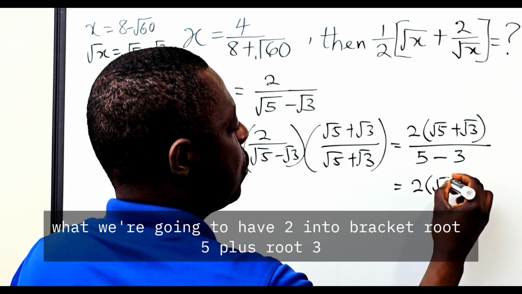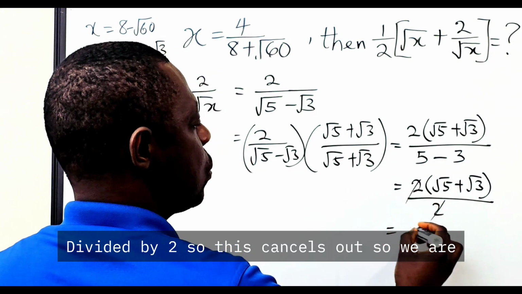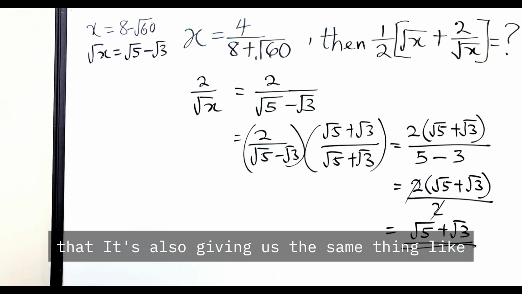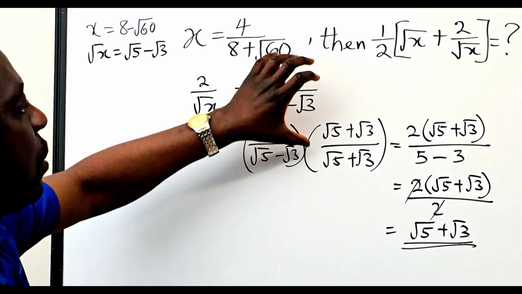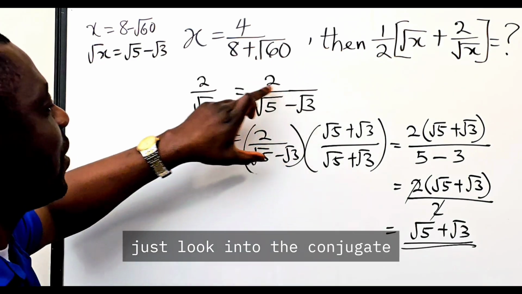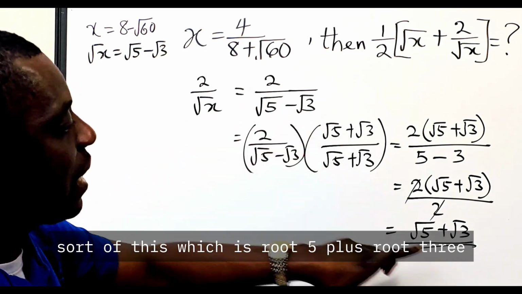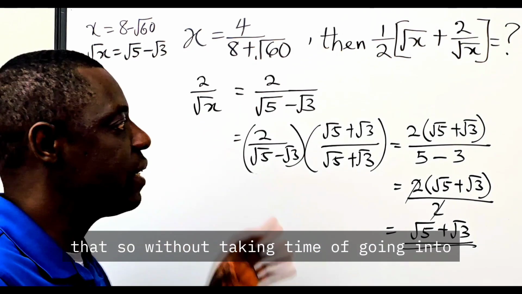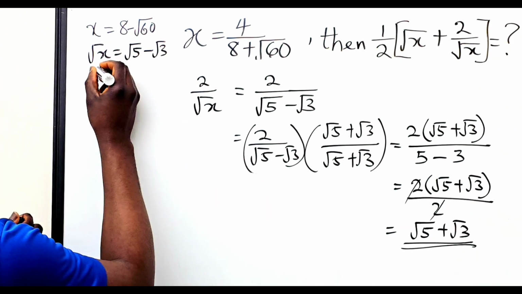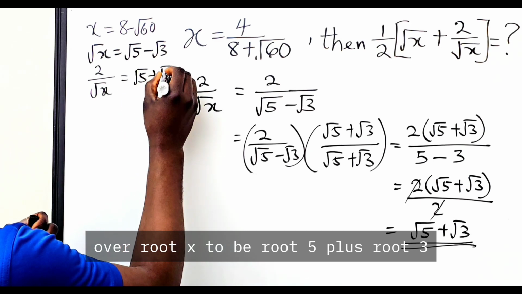And if you look at this truly, this is what we're going to have: 2 into bracket root 5 plus root 3 divided by 2. So this cancels out, and we are now left with root 5 plus root 3. You can see that it's also giving us the same thing. Just look into the conjugate side of this, which is root 5 plus root 3, and that will be your answer for that. So without taking time of going into all this, in that way, we also have 2 over root x to be root 5 plus root 3.